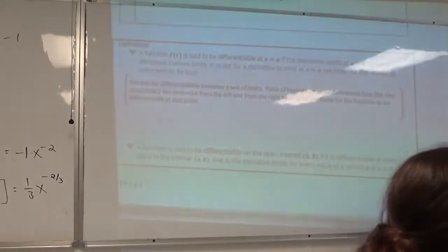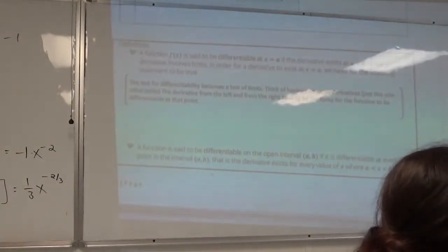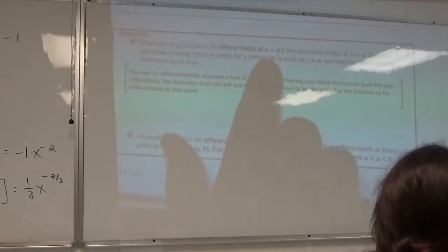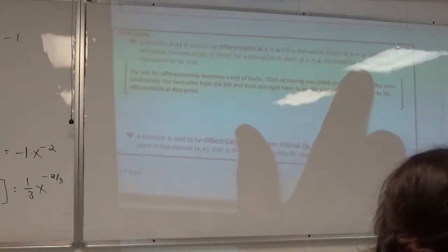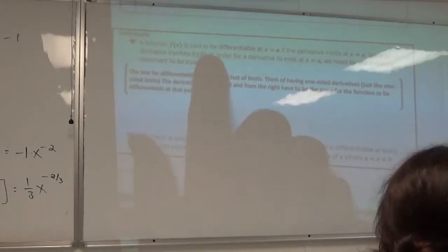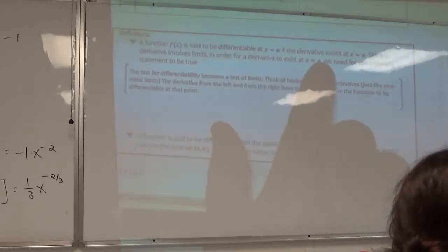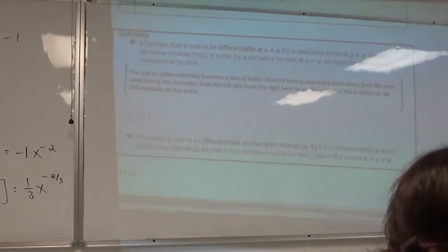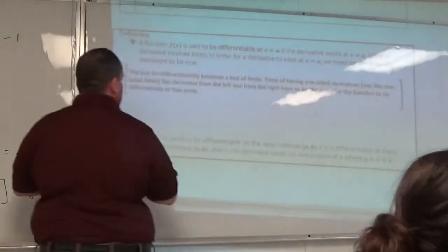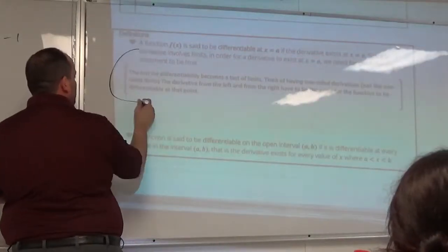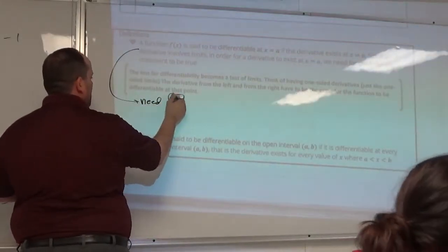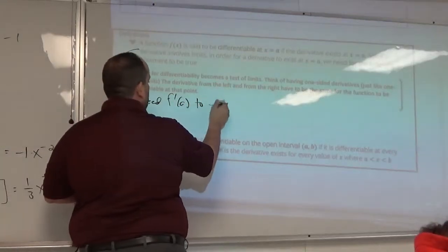Differentiable is just a different word. So a function f is said to be differentiable at x equals a if the derivative exists. Since a derivative involves limits, in order for a derivative to exist, we need the following to be true. What we need is this. The definition says we need f prime of a to exist.